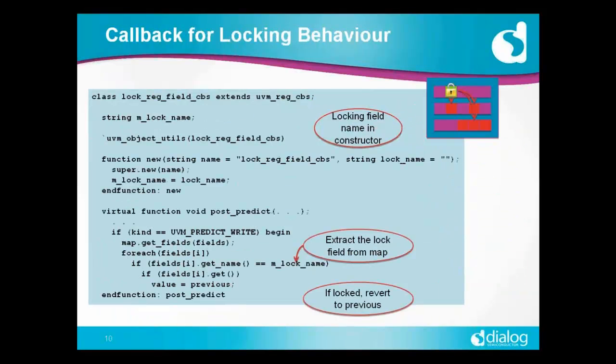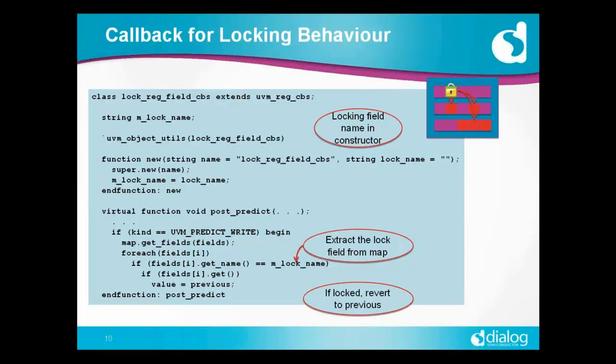Another example was to try and implement a sort of locking behavior. So it's a little bit more complicated in that we had to actually create a callback, and when you instantiate that callback, you have to give it the name of a locking field. So the functionality we're capturing here is we have one field in our register map which is capable of locking a number of other fields in that map, and it has a predefined string name. So when we build a register model, we add these callbacks into it, and we give it a lock name in the constructor for this callback.